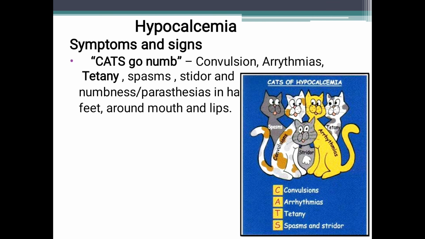You should know the signs and symptoms of hypocalcemia. There is a mnemonic: CATS go numb. C for convulsion, A for arrhythmias, T for tetany, S for spasm and stridor, and numbness or paresthesia in the hands, feet, and around the mouth and lips. So if you have hypocalcemia, you will have convulsion, arrhythmia, tetany, spasm, stridor, numbness or paresthesia. So they call it CATS go numb.